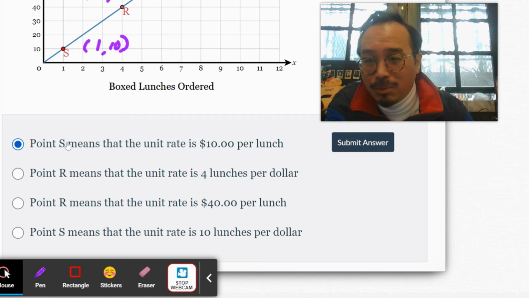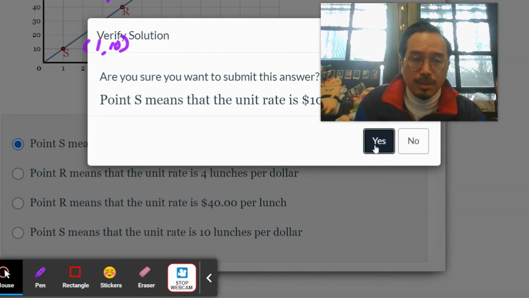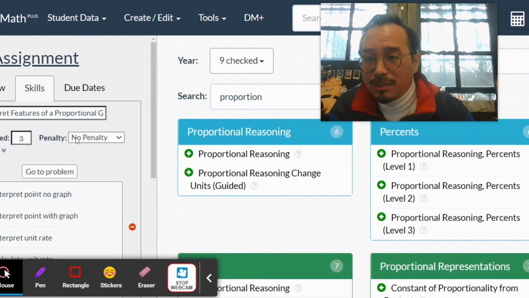All right, so this is it. Point S means the unit rate, right? 10 over 1. One lunch, $10. $10 per lunch, right? So submit the answer. And that's it. All right, let's try another one. Now everything is gigantic.